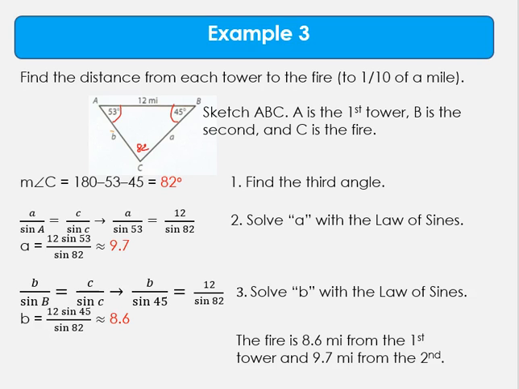If we multiply these and create an equation, we set to a, we end up with 12 sine 53. So a equals 12 times sine 53 divided by sine 82, and that's approximately 9.7. So this length right here, a, this side will be 9.7.